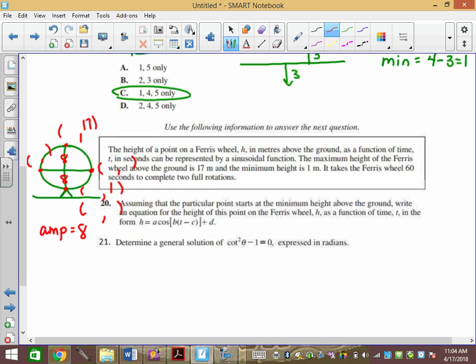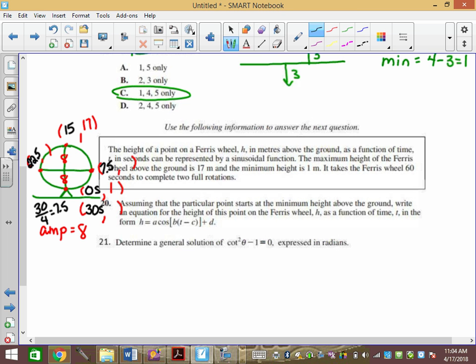It says it makes 2 full rotations in 60 seconds. So how long does it take to rotate the whole thing? Once. 30 seconds. So we have 0 seconds and 30 seconds. Then how do we figure out the times in between? Divide by 4. So we get 7.5. So we get 7.5 here, 15, 22.5, and then 30. So we know we're right.